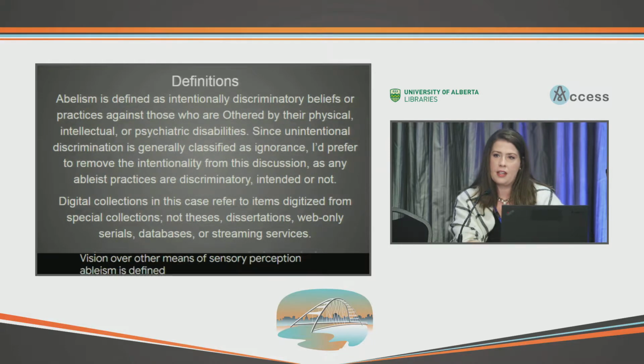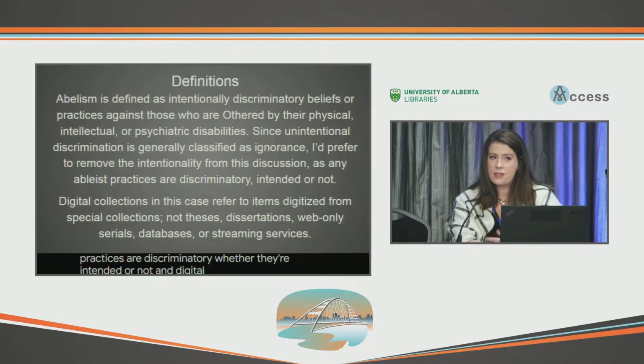Ableism is defined as intentionally discriminatory beliefs and practices against those who are othered by their physical, intellectual, or psychiatric disabilities. Since unintentional discrimination is generally classified as ignorance, I'd prefer to remove the intentionality from this discussion, as any ableist practices are discriminatory whether they're intended or not.